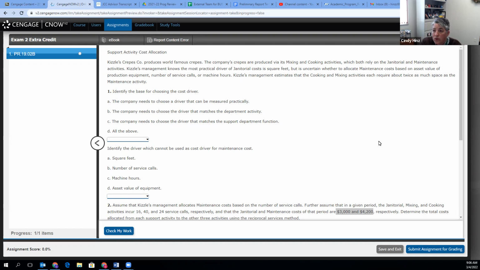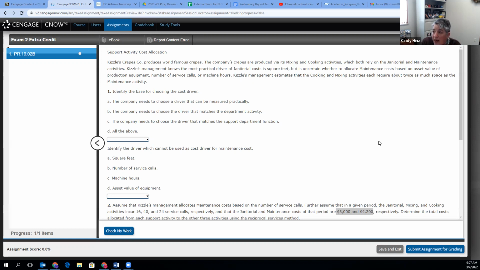Kizzle's management knows the most practical driver of janitorial costs is square feet, but it is uncertain whether to allocate maintenance costs based on asset value of production equipment, number of service calls, or machine hours. Kizzle's management estimates that the cooking and mixing activities each require about twice as much space as the maintenance activity. So identify the base for choosing the cost driver.